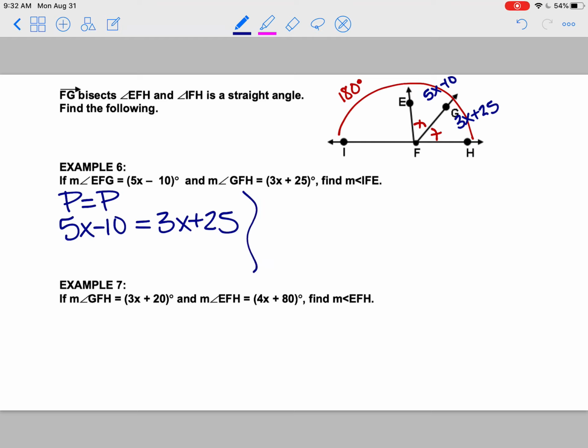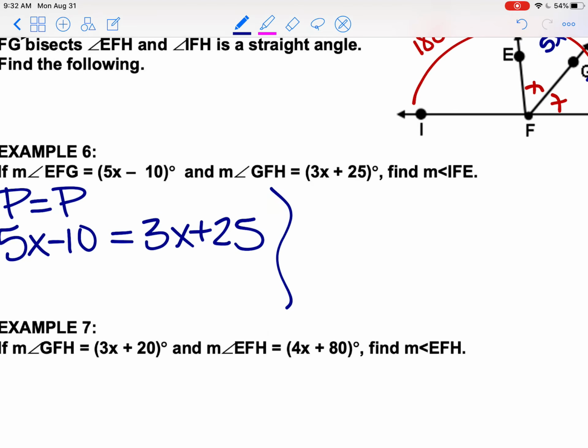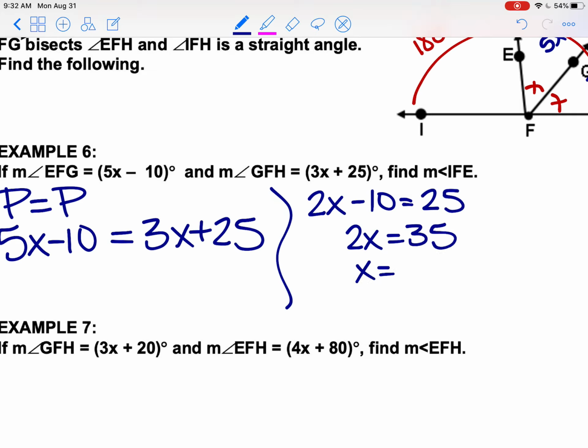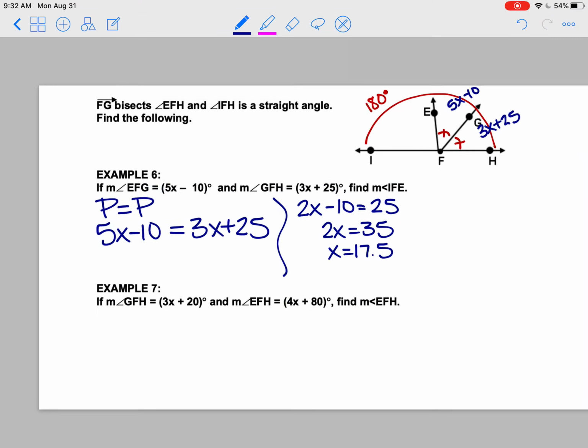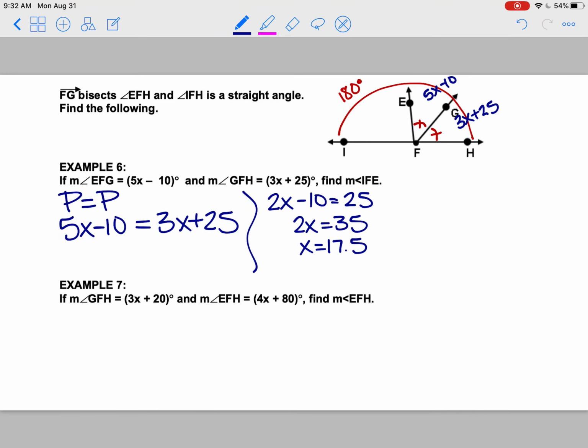Okay, let's subtract our 3x over, and so that leaves us with, and I'm going to write it over here, 2x minus 10 equals 25. Add your 25 over, 2x equals 35. Divide by 2, x equals 17.5. That's okay to get a half there. There's nothing wrong with having a decimal. But again, they're not asking for x. They're asking for the measure of IFE. Well, IFE is over here. That wasn't even part of that.